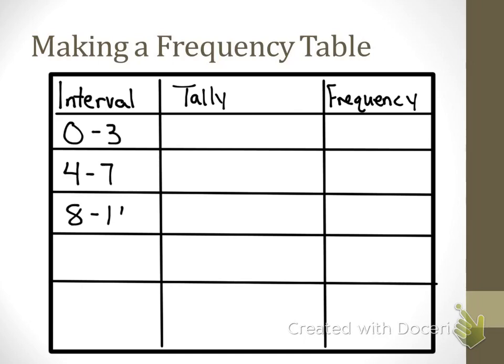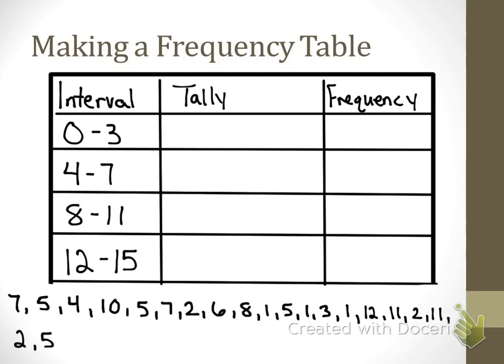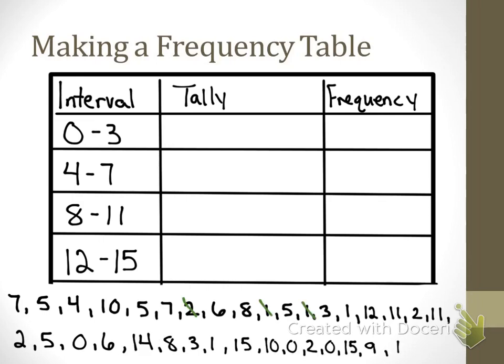All right, so in this frequency chart, I'm going to give you the intervals of 0 to 3, 4 to 7, 8 to 11, and 12 to 15. Now, all these numbers that I'm writing at the bottom are the numbers in my data set. What I need to do is count how many numbers occur in the interval of 0 to 3, and 0 and 3 count. How many numbers occur in the interval of 4 to 7, 8 to 11, and 12 to 15. All right, so I'm going to give you a minute to get all of this copied down onto your graph paper.